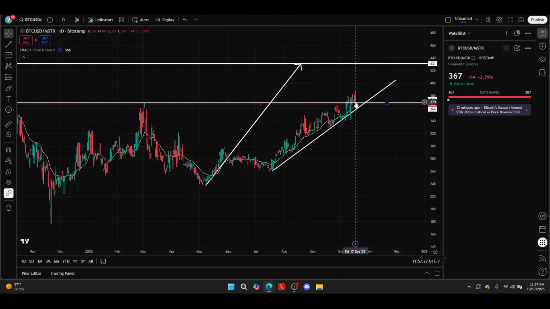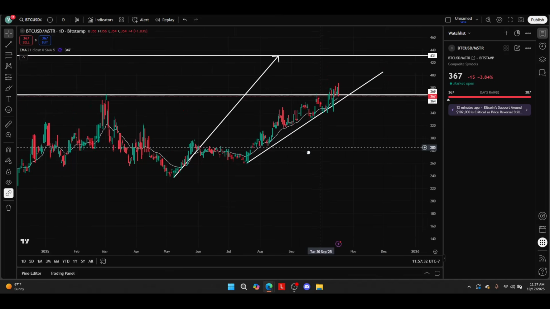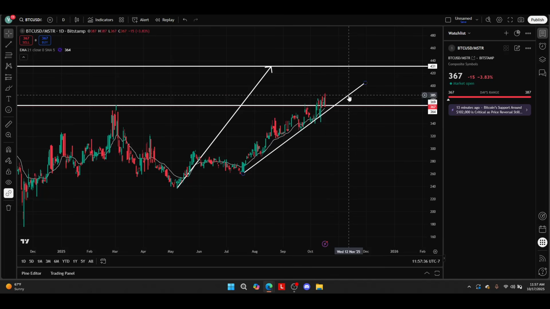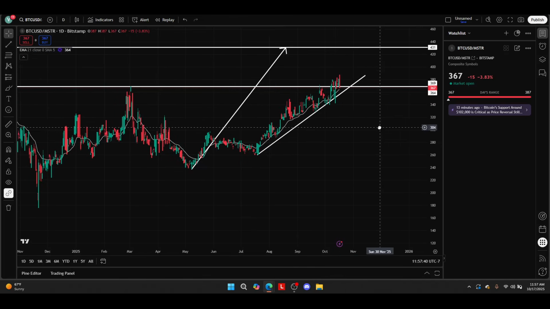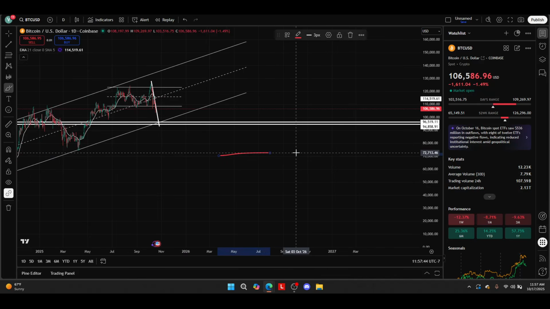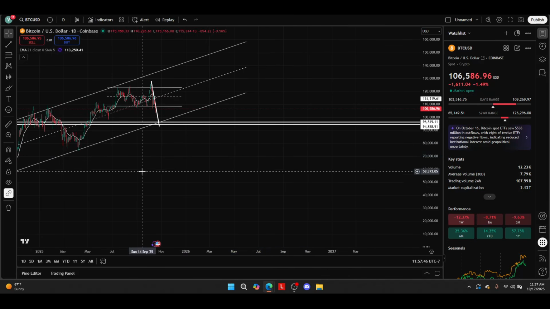Looks like a slight outperformance in MSTR today against Bitcoin, but overall the trend is still up, and most likely we'll see Bitcoin continue to outperform MSTR unless we see a sudden break of the bullish trend line. I would remain optimistic for Bitcoin to outperform MSTR. So that's all I have for Bitcoin against Bitcoin and MSTR.